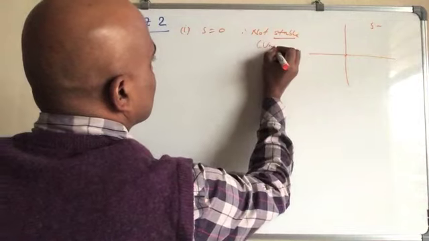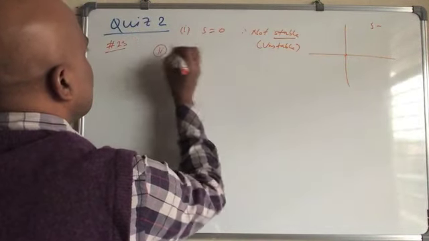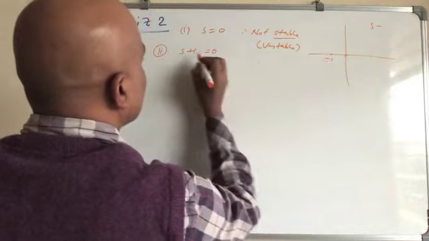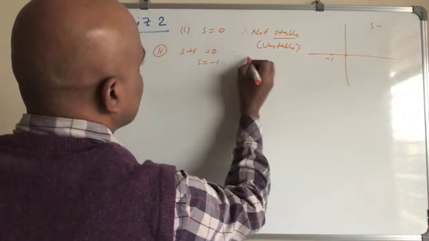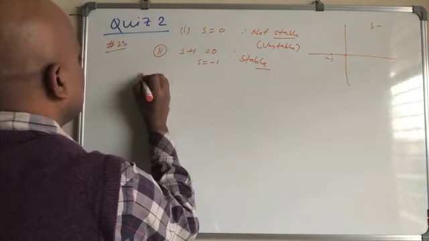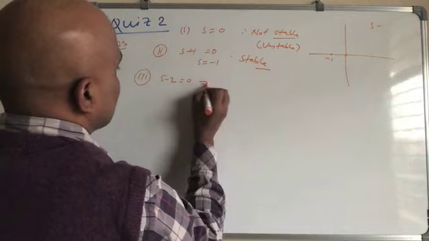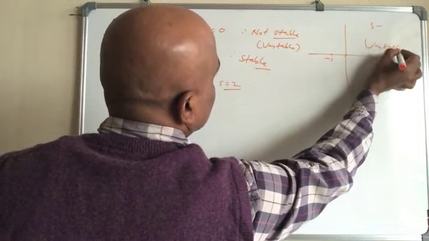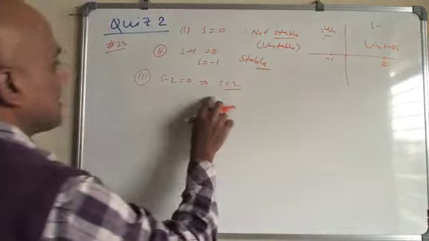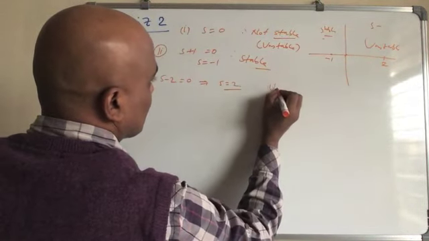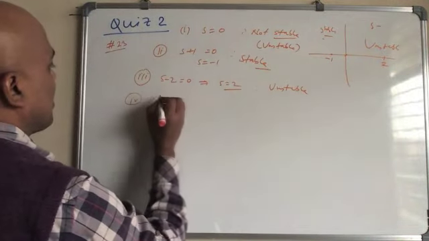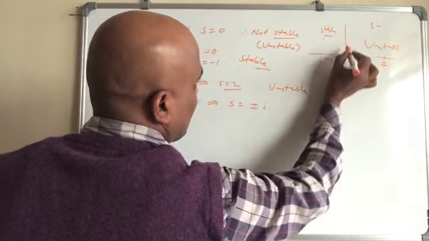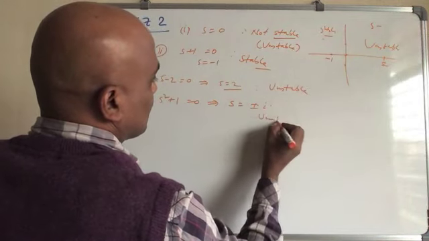Second is, or you can say unstable. Yeah. So number two is s plus 1 equal to 0, and then you have s equal to minus 1 here, and since s equal to minus 1, hence this is stable. Number 3 is s minus 2 equal to 0, that tells us s equal to 2, which is on the right side, it is here 2, so this is unstable, this side is stable. So this tells us that this is unstable. Number 4 was s square plus 1 equal to 0, and that tells us s equal to plus minus i. So this is here and here, it is on the line, so this is again unstable.